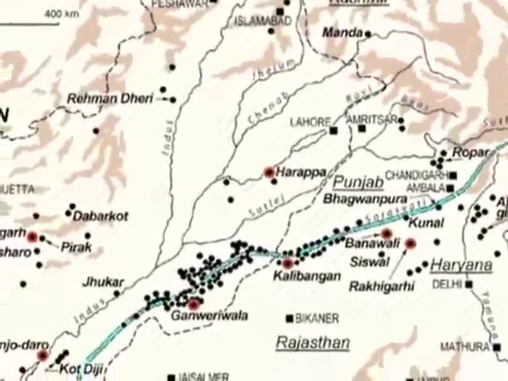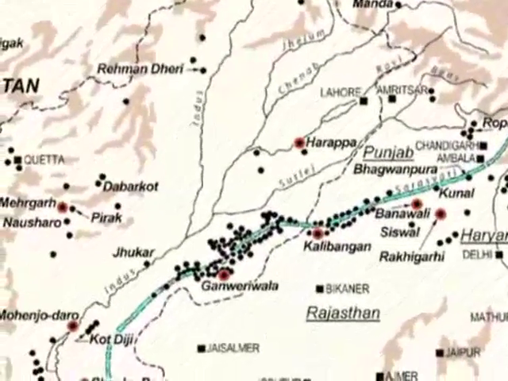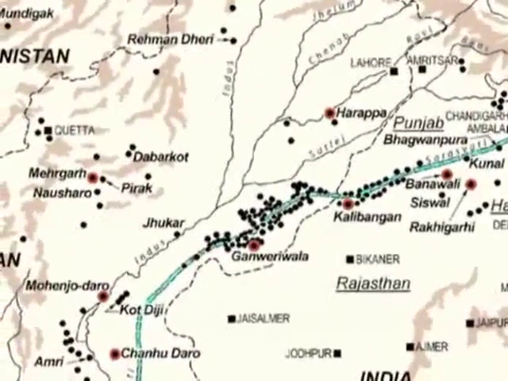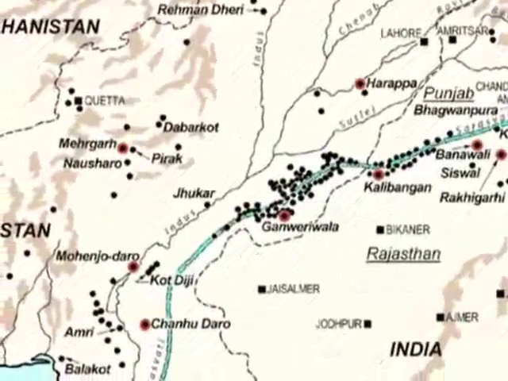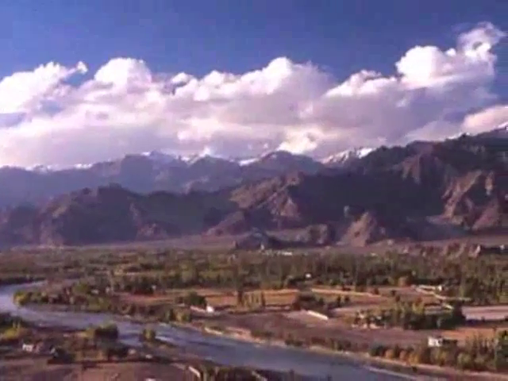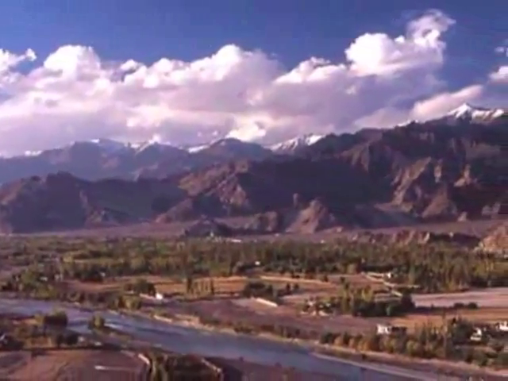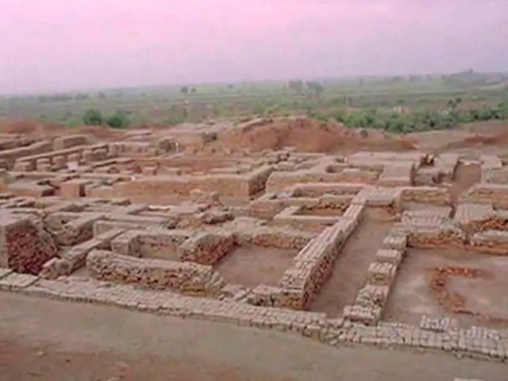As we know, the entire history of the Harappan civilization, the first urban society in the subcontinent, is entirely dependent on archaeological material, because so far the script used by the Harappans is yet to be deciphered.